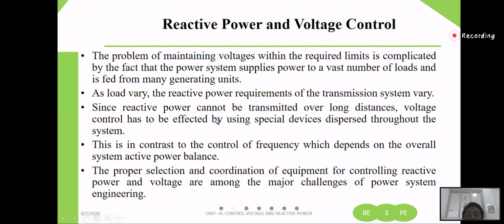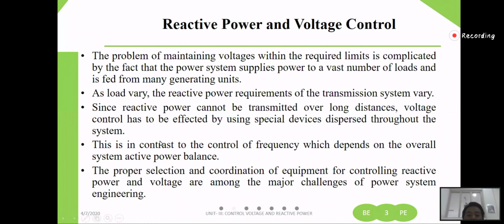And moreover, I said that load is dynamic, which means it will keep on changing. When load varies, the reactive power requirement of the transmission system also varies. That's why we have to control, right? And this is a challenge. Moreover, we have to know that reactive power, unlike active power, cannot be transmitted over long distances.